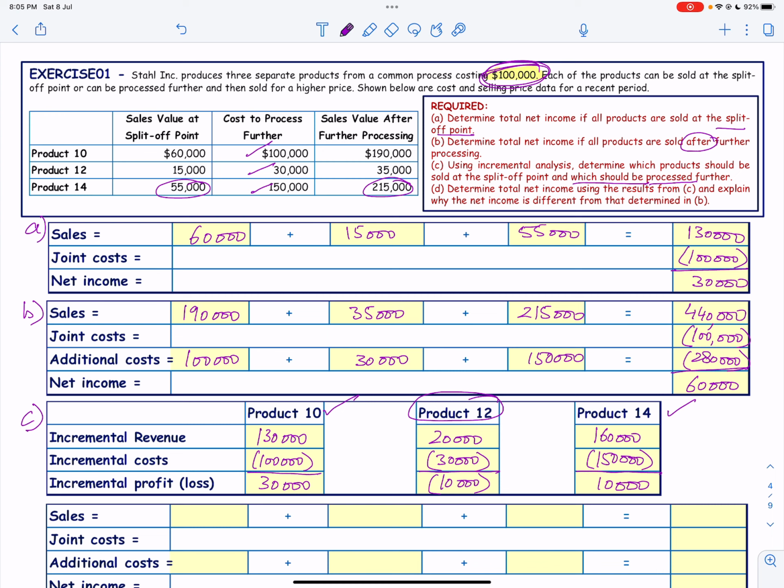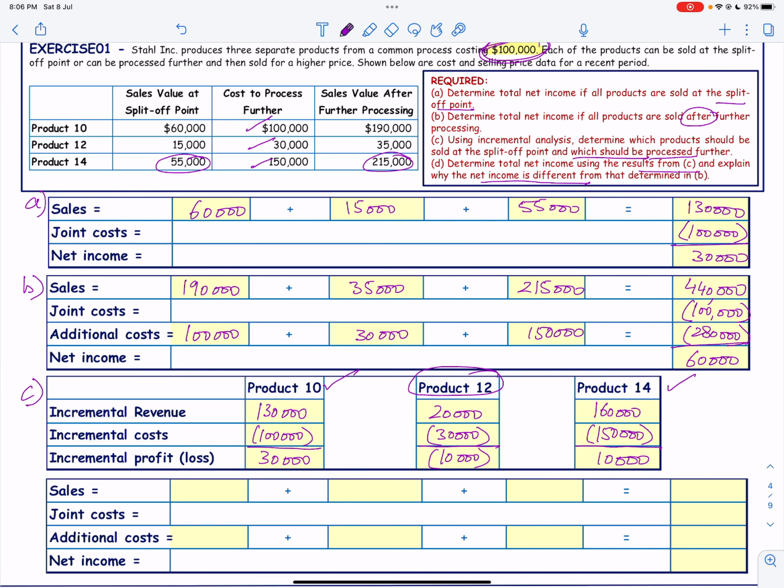Then we go to number D. Determine total net income using the results from C and explain why the net income is different from that determined in B. So now the sales, because product number 10 should be processed further, we are going to take the sales value after processing further, 190,000, and the cost will be 100,000, and the net income will be 10,000.